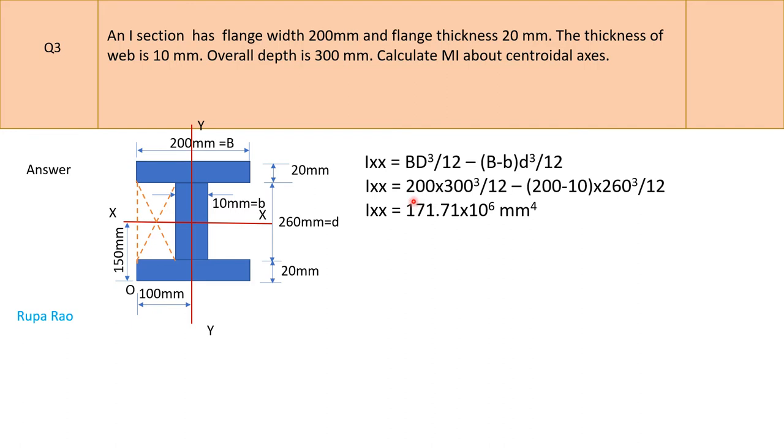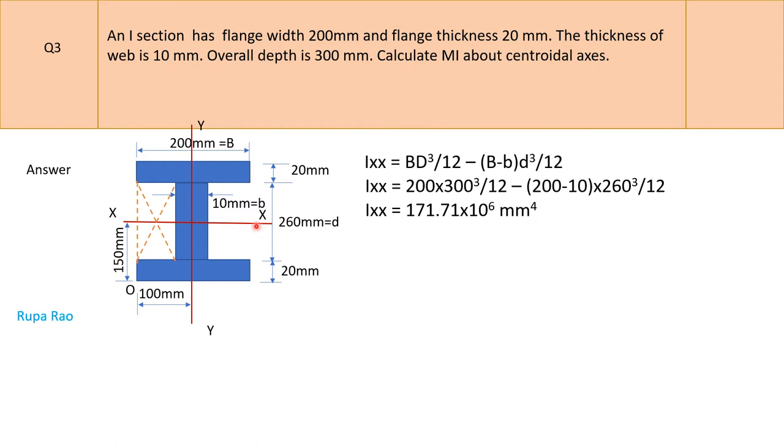When you take the calculators in your hand and do the calculation, 200 into 300 cube divided by 12 minus (200 minus 10) into 260 cube divided by 12, you will get the answer 171.71 into 10 raised to 6 mm raised to 4. This is IXX. How do we calculate IYY?